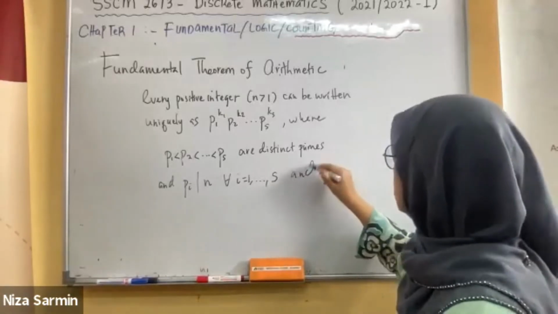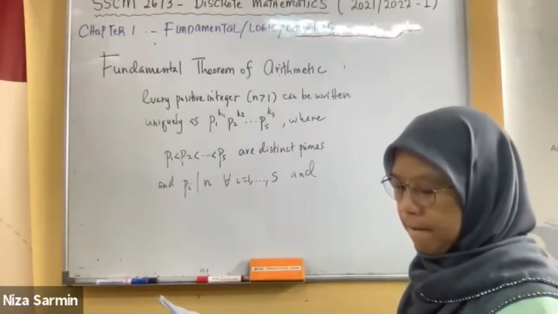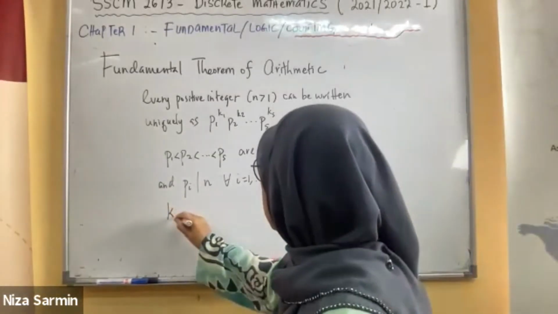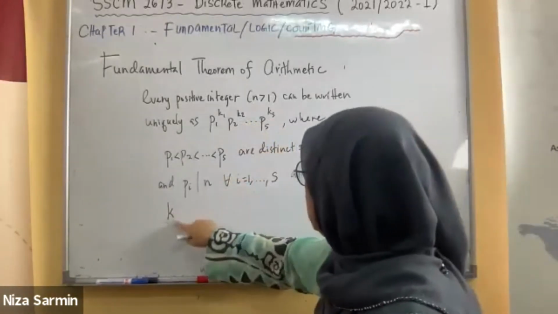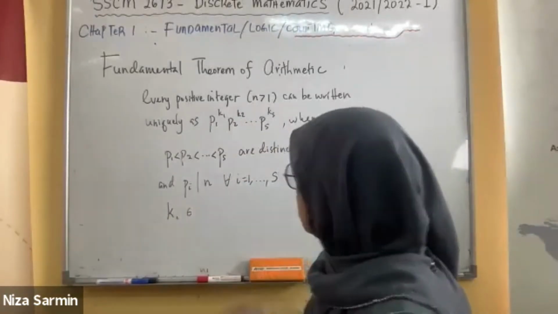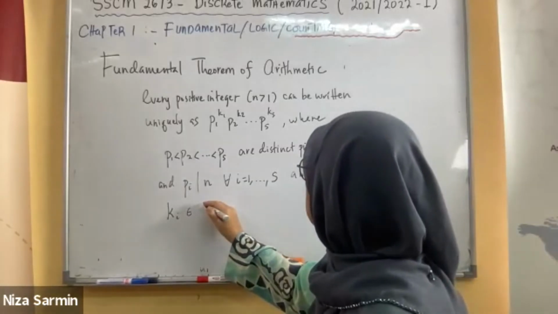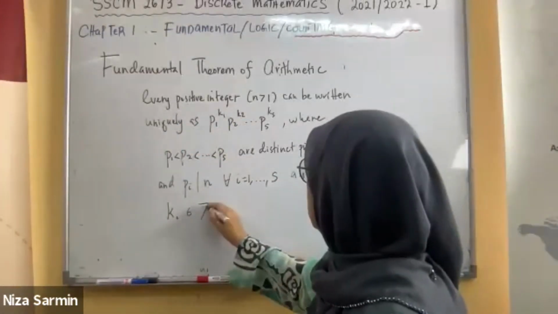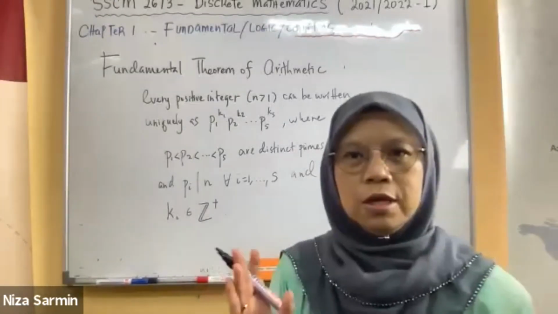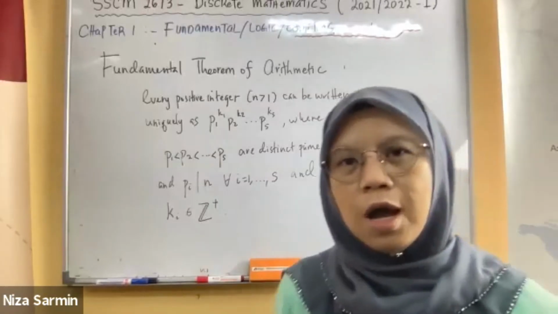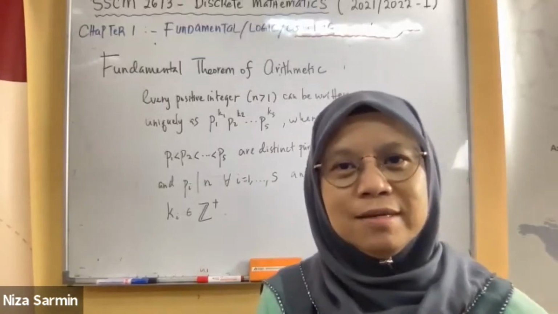And K sub j, or K sub i, you can use the same i. They are positive integers. You can also write that. This is actually the reason why 1 is not a prime number.